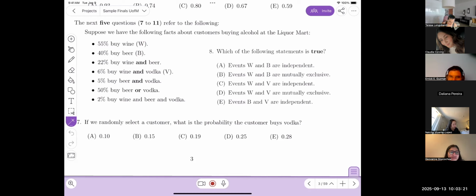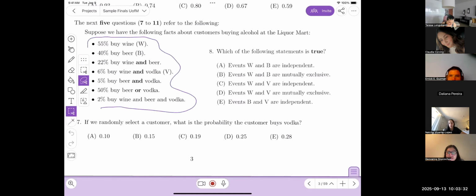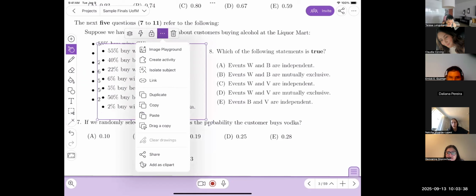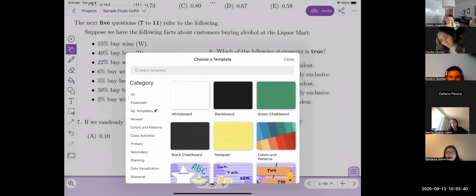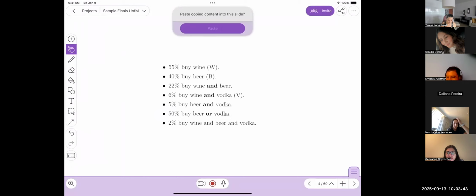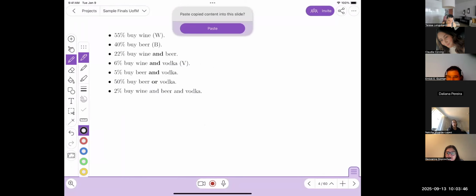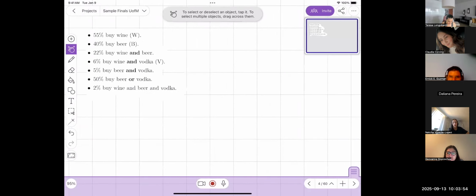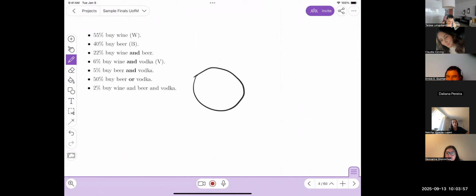All right, so let me draw it. I'm giving information on wine first. So let me take this aside. Let's draw it somewhere else and then I'll come back. Okay. So that's going to be my wine. Let me move this over a little bit more. So this is wine and this is 55%.